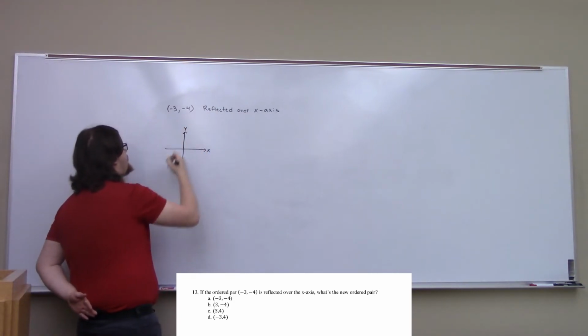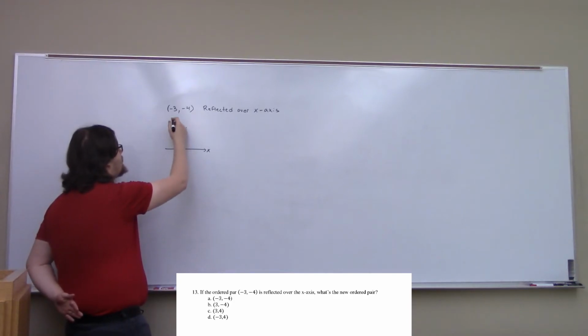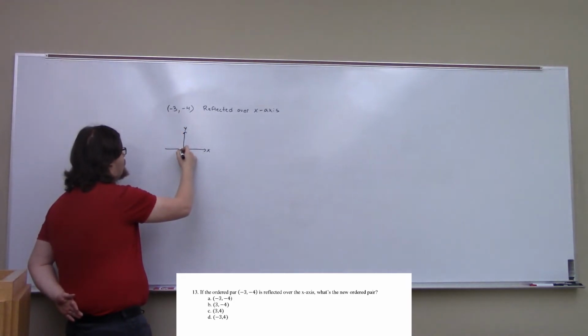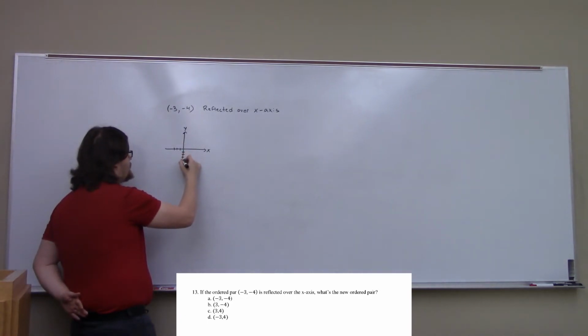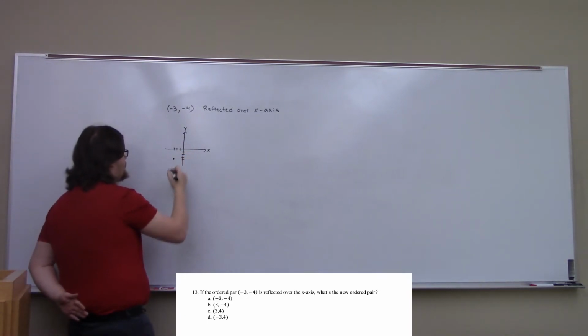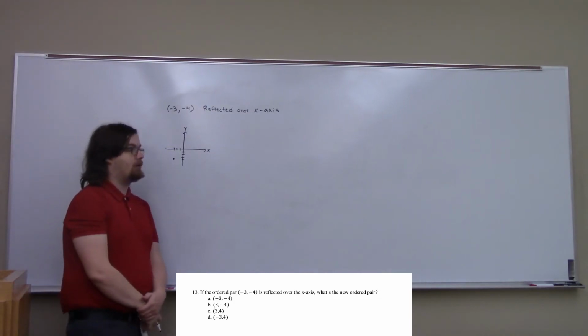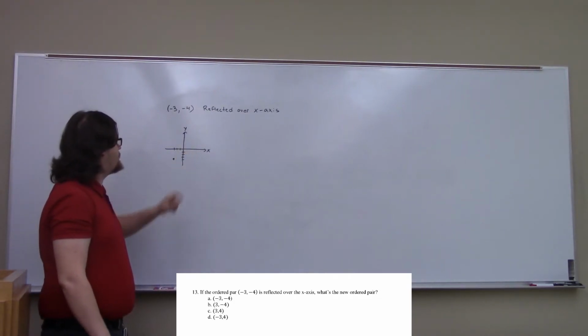We have x and y here. We have point -3, -4. If we go over 3, 1, 2, 3, and then down 4, 1, 2, 3, 4, this is our point here. This is our starting point. We're asked to reflect it over the x-axis, which is this one here.